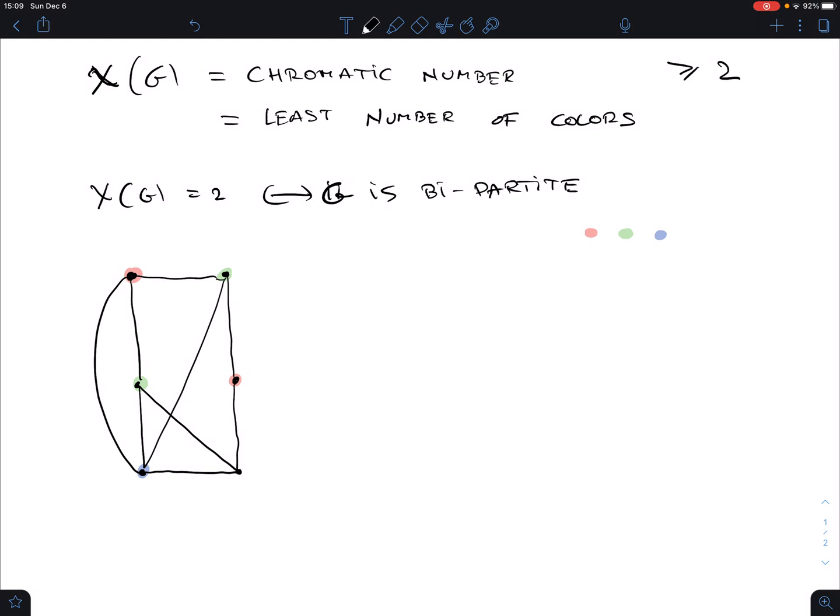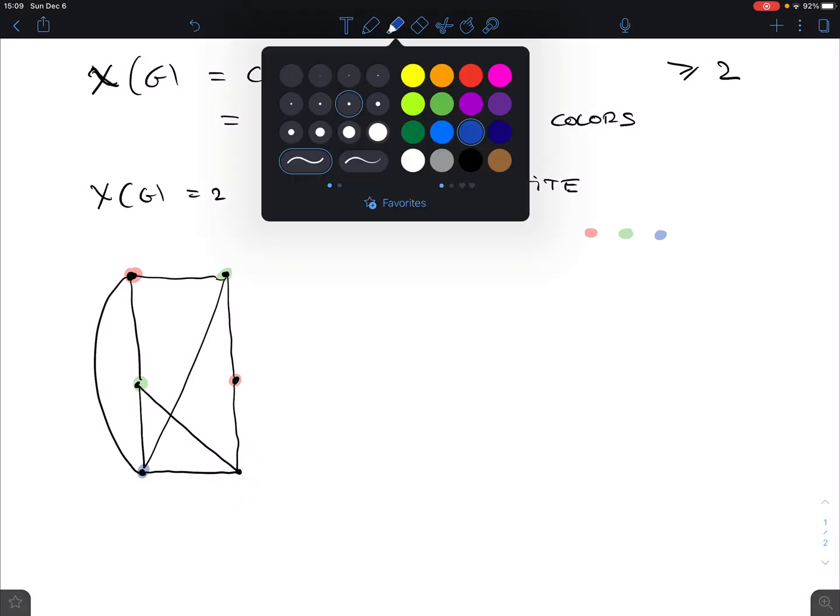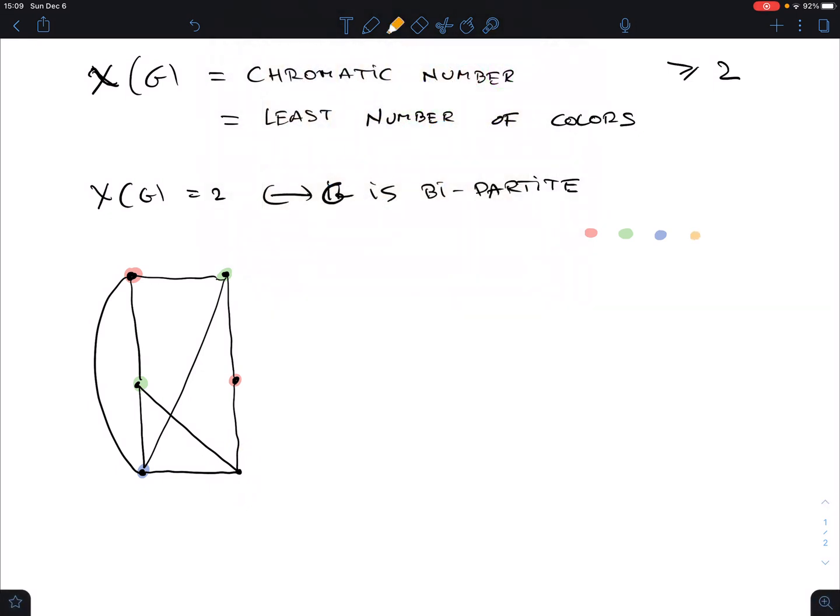And you notice that I cannot use any of the 3 colors that I have, because there's a blue, a green, and a red neighbor for this guy. So I have to come up with yet a fourth color. So let's call this orange. Okay. So at this point, it seems I need 4 colors, but perhaps that is not the optimal strategy. This is not the best thing. So let's backtrack.